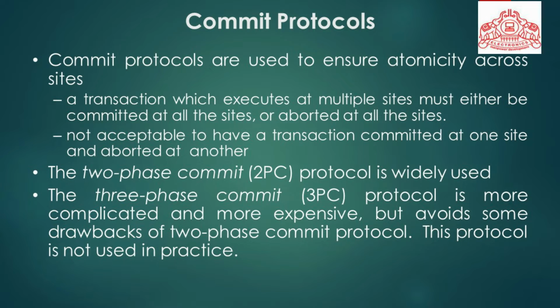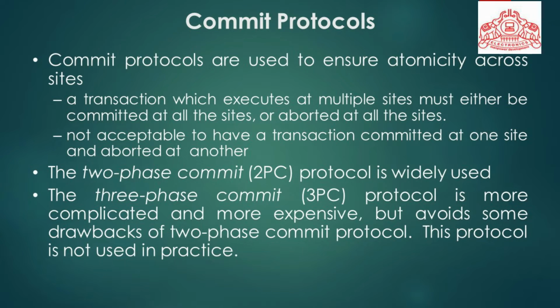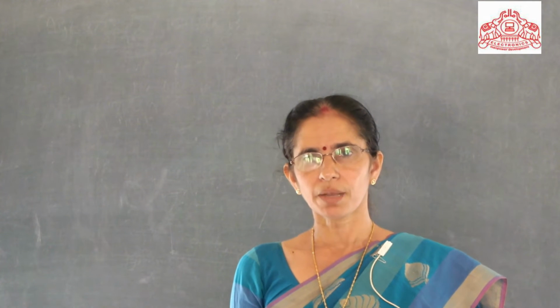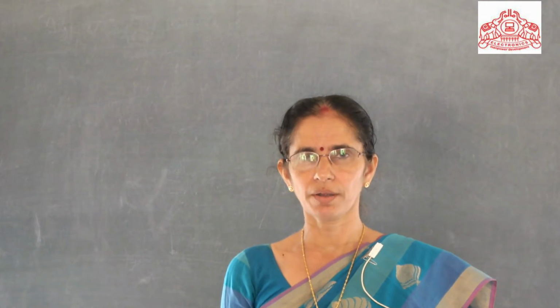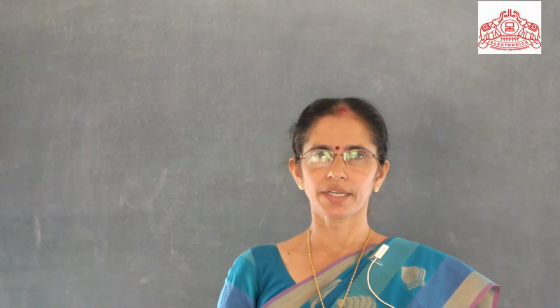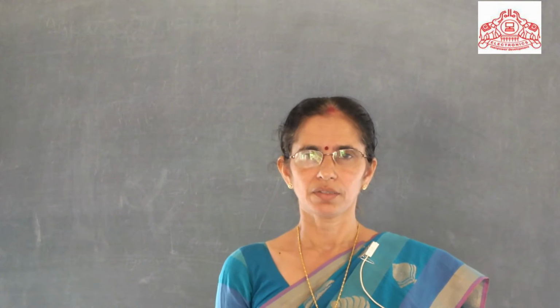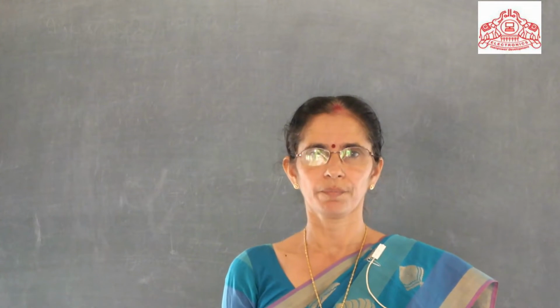There are two kinds of commit protocols used in a distributed environment, that is the two-phase commit protocol and the three-phase commit protocol. The two-phase commit protocol is the widely used one, and the three-phase commit protocol overcomes certain problems with the two-phase commit protocol. Now we can deal with the two-phase commit protocol.